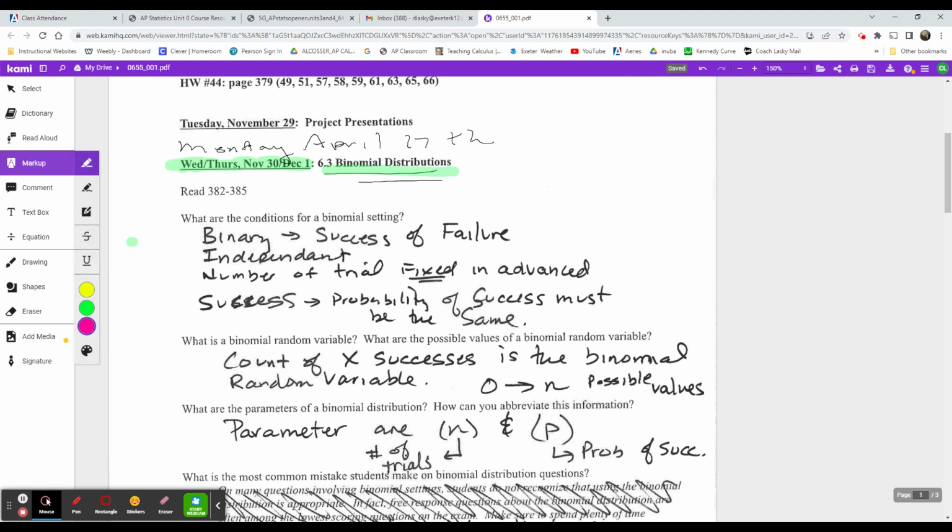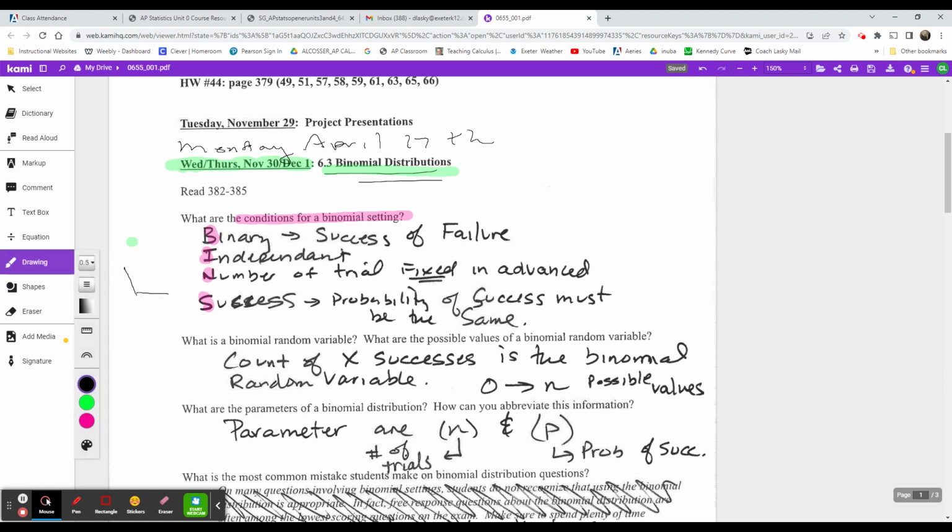There we go. Change colors. So when we have a binomial setting, we have what's called our conditions. It's kind of like the normal conditions, but it's bins. And since we're talking about success and failures, you can think of it as the idea that we have a bin of stuff and we're drawing out of a bin or a hat. So to draw out of a bin or a hat, you have to have these conditions.